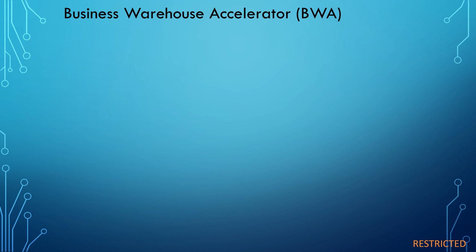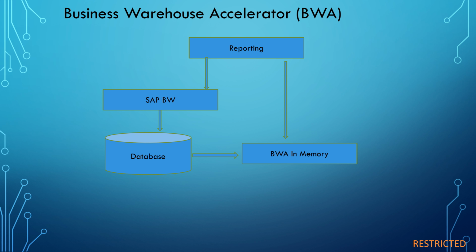SAP Business Warehouse Accelerator, BWA. Why and how was BWA introduced into the market? As the volume of the data is increasing to millions and millions of records, the performance of the reporting is degrading. So, in order to increase the performance, SAP introduced BWA, the Business Warehouse Accelerator, which is an in-memory database on a Trex engine. So for reporting, we can fetch the data either from the SAP BW database or from the BW in-memory database.